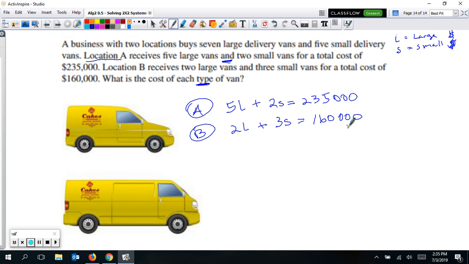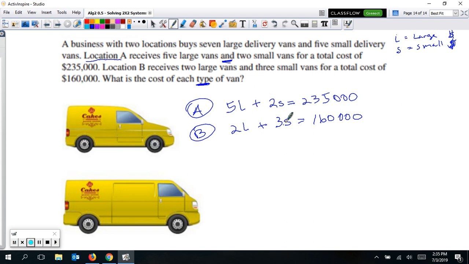Pause the video again, and then go off of those equations. If you didn't get those equations right, then fix it so you have these correct equations, and then pause the video and solve for L and S and see how much each van costs. Alright, so hopefully you paused the video and finished this and you know the answers. You're just going to check them with what I'm doing.